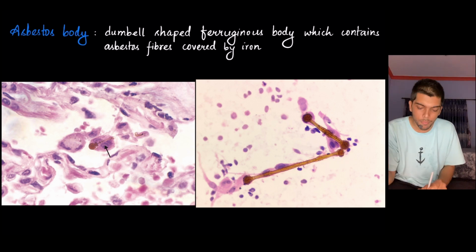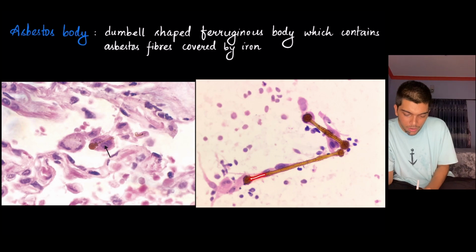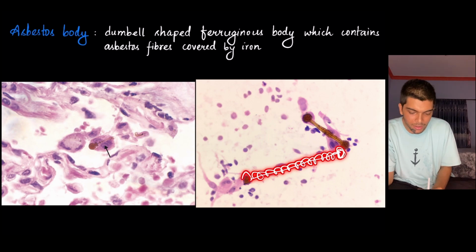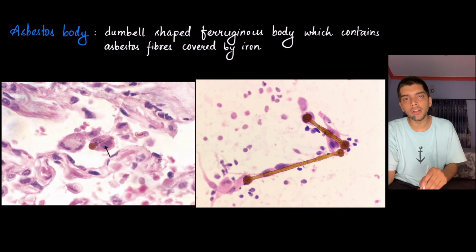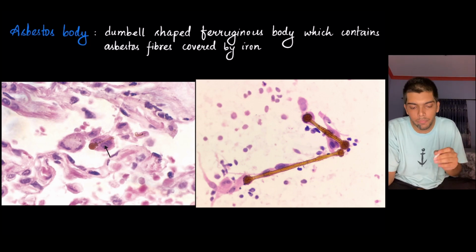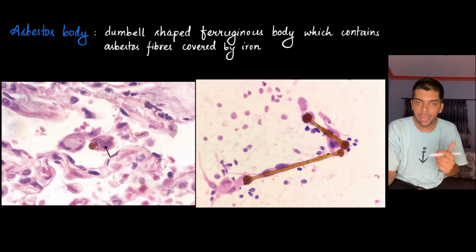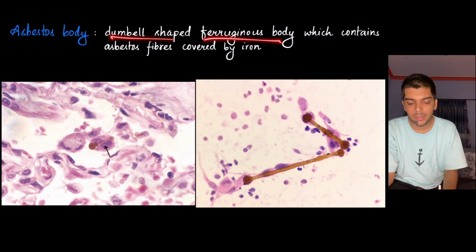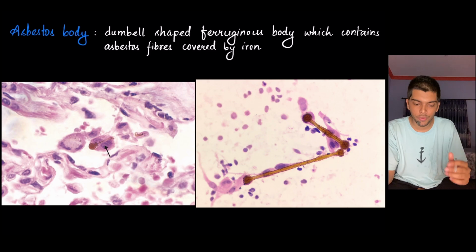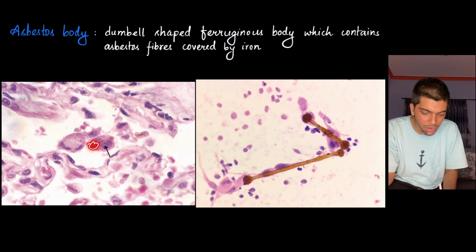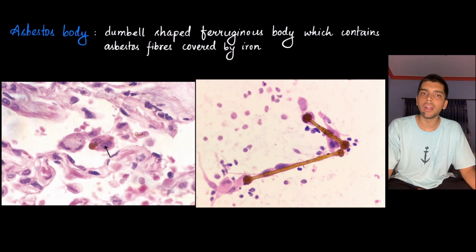Number two, it is made up of asbestos fiber which is enwrapped by ferritin. Ferritin produced from the macrophage itself. Since it contains ferritin or iron, it is one of the ferruginous bodies. So it is a dumbbell shaped ferruginous body which contains asbestos fibers covered by ferritin produced from macrophage. You can see the asbestos body right here. And with that, we are done with pneumoconiosis.